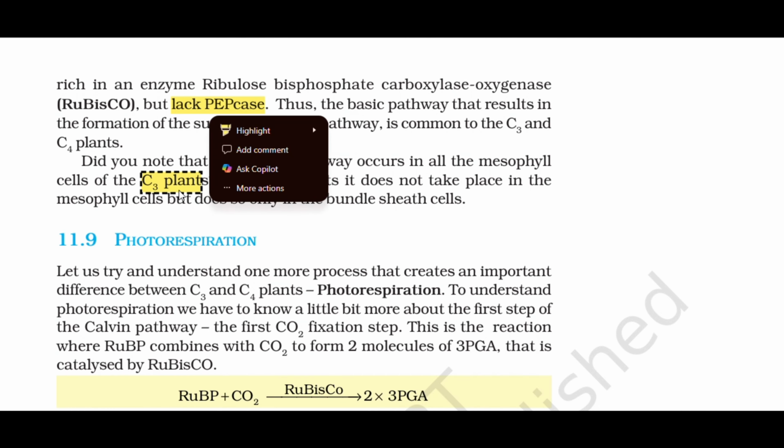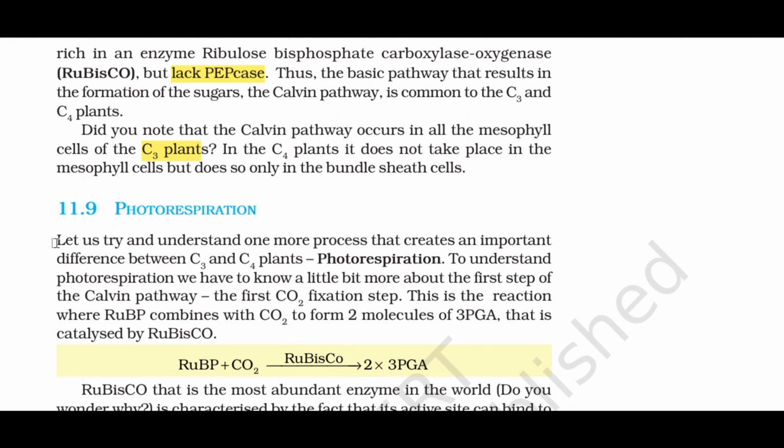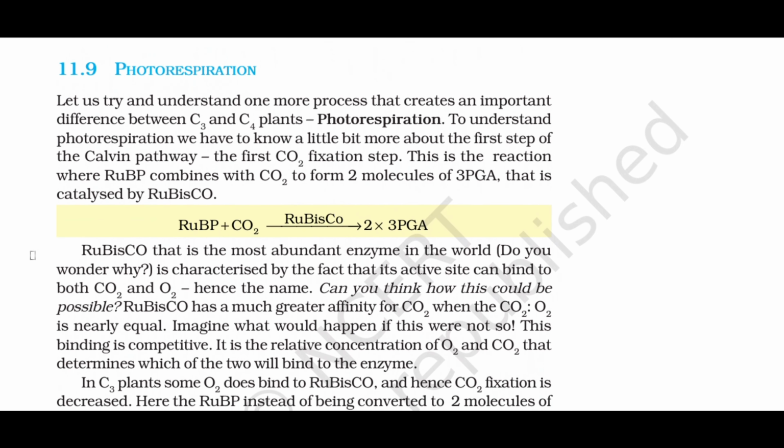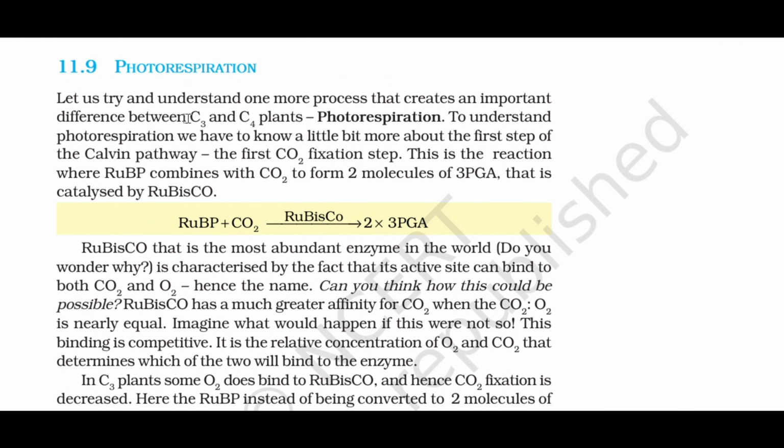Photorespiration. Let us try and understand one more process that creates an important difference between C3 and C4 plants: photorespiration. To understand photorespiration, we have to know a little bit more about the first step of the Calvin pathway, the first CO2 fixation step. This is the reaction where RuBP combines with CO2 to form 2 molecules of 3-PGA, that is catalyzed by Rubisco.